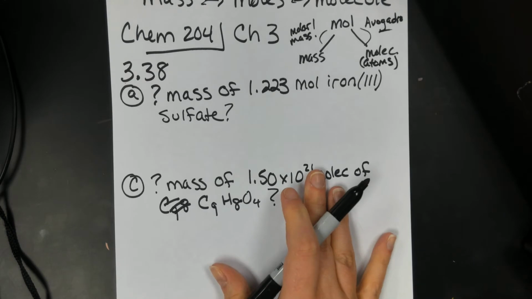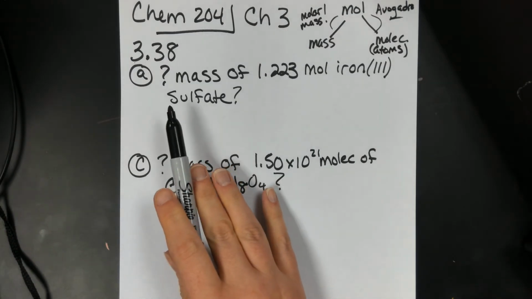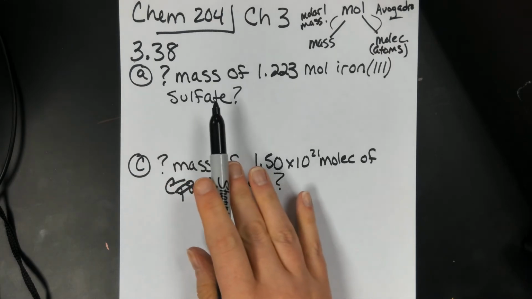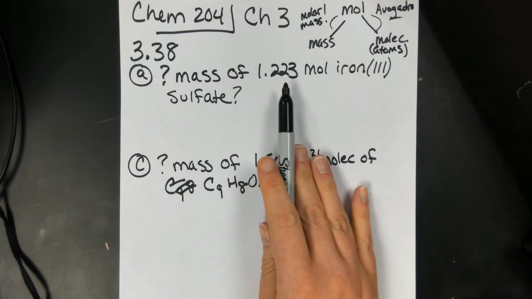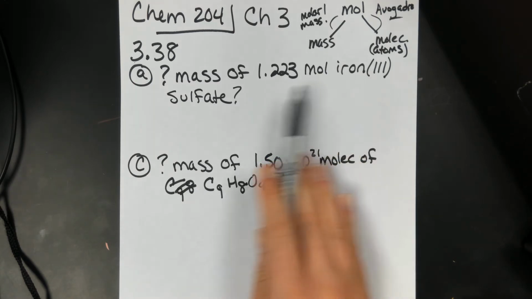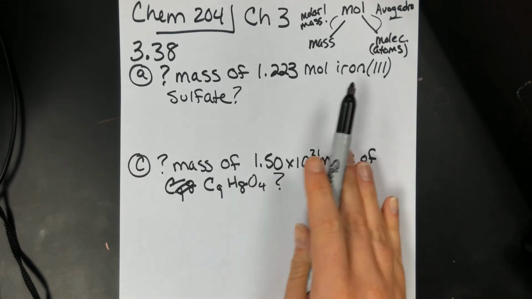So let's go ahead and do a couple examples. This is from the book, number 38 from chapter 3. This one's pretty straightforward. It asks, what is the mass of 1.223 moles of iron 3 sulfate? Well, right away they threw me a little wrench in the gears, didn't they? They gave me iron 3 sulfate.